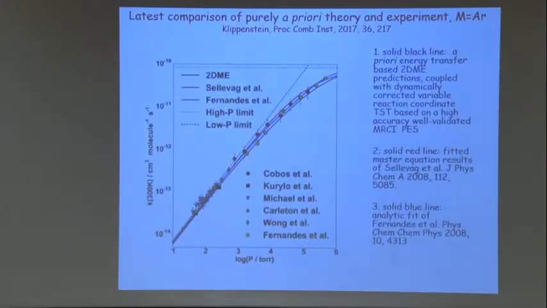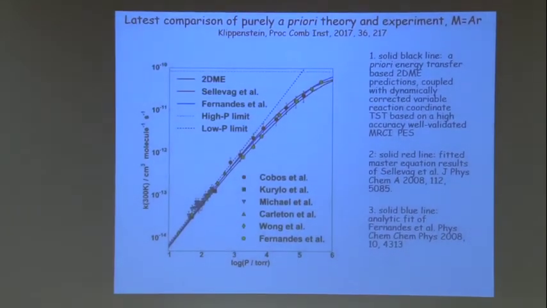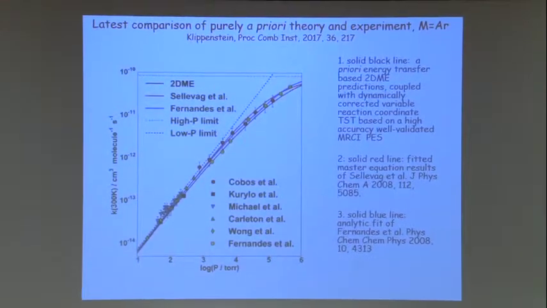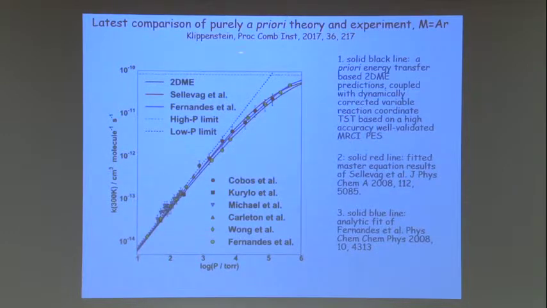The blue curve is just a straight fit to the experimental data. And then the black one are calculations that have been done by Stephen Klippenstein, and those don't use the data at all. This is an ab initio calculation directly calculating this rate constant. And you can see how good it is. It agrees with the experimental data really remarkably well. That's using theory without fitting, using theory directly to generate the rate constants.